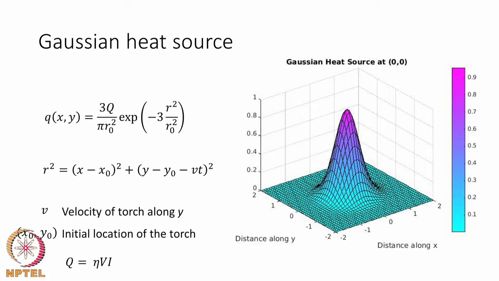X naught and y naught is the location of the heat source, which is at the center, and then the q value is nothing but the nominal heat source that is being given multiplied by the efficiency of the absorption of heat by the base material. So, eta VI, where V is the voltage and I is the current, that would be the power that is given, and that power is then distributed in a Gaussian manner. So, the appearance of the Gaussian heat source is shown here. It goes down like a hill going from a high value at the center to 0 away from the center.